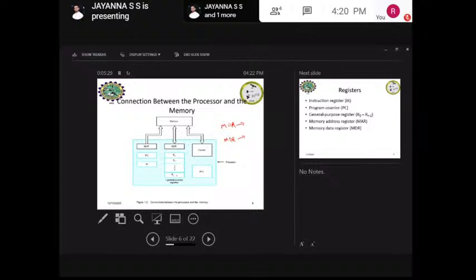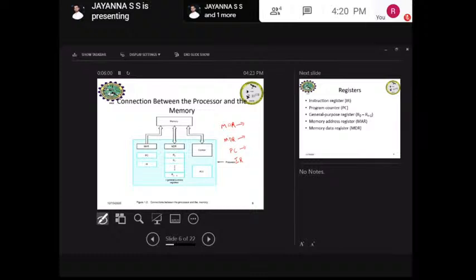And then another register is called PC. Here PC stands for program counter. Generally this PC holds the address of the next instruction to be executed from the memory. It means when the processor is executing the current instruction, the PC will always show the address of the next instruction to be executed from the memory. That is the PC, program counter.